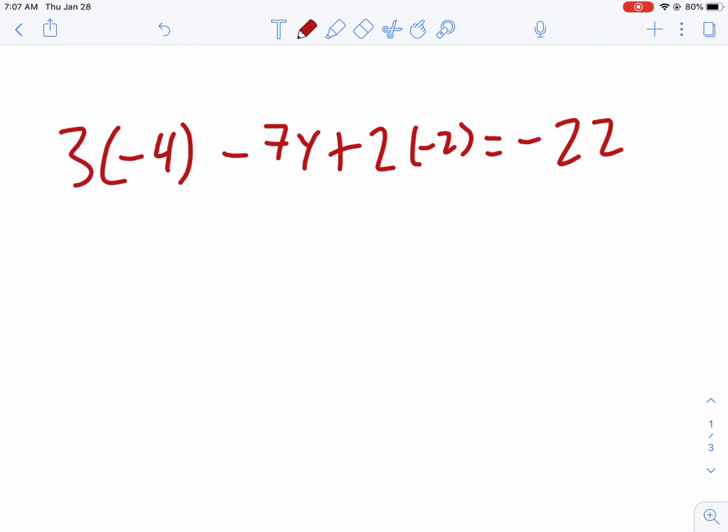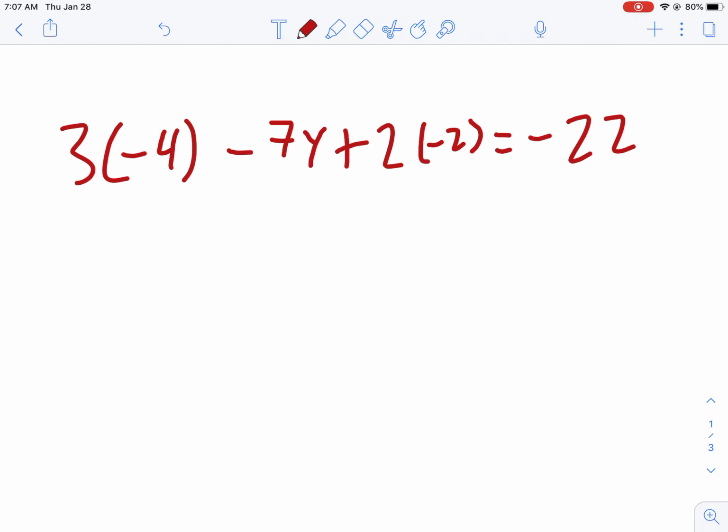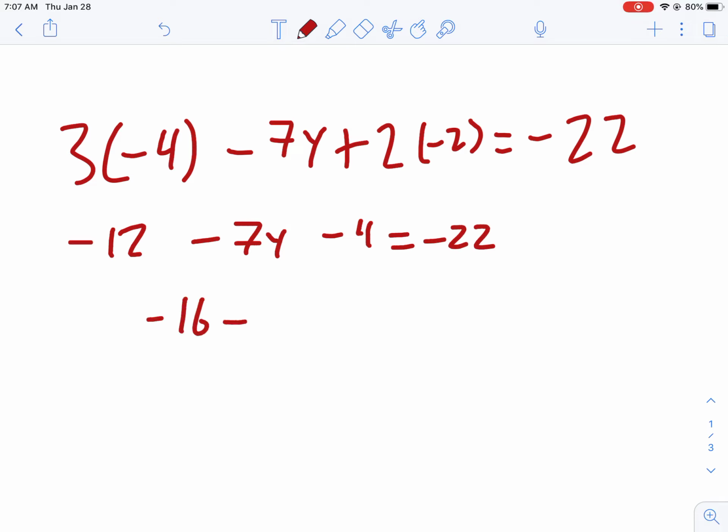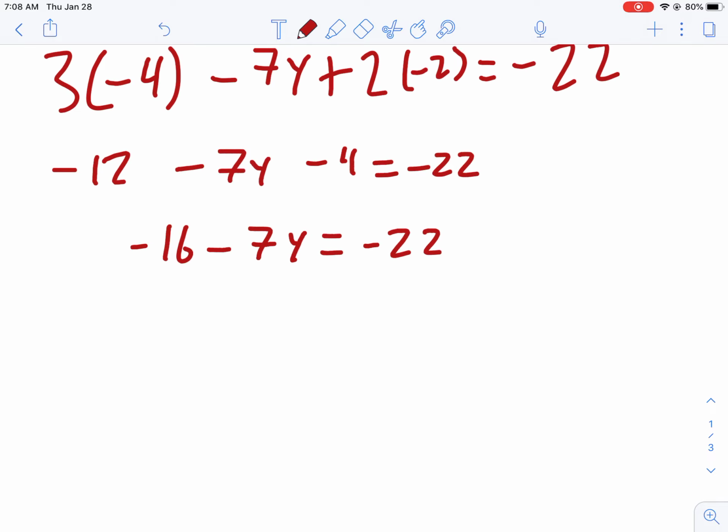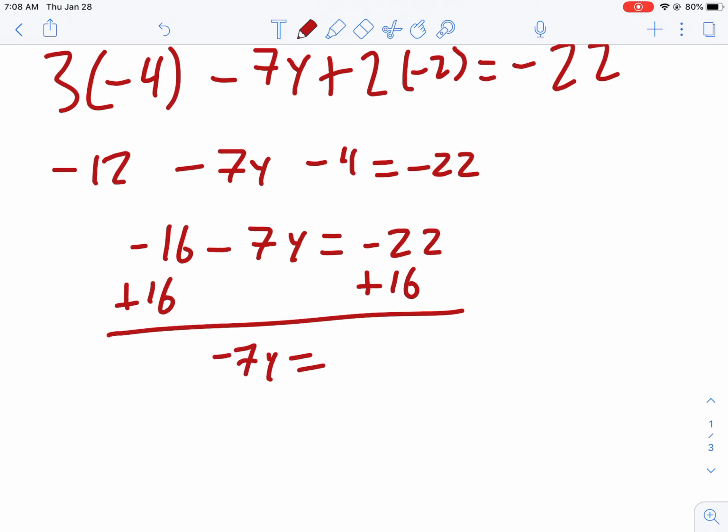And so what we can do with this is solve this out. So this is -12. That's -4. We can combine like terms. That'll be -16. Add that over to the other side. -7y equals -6. So y equals 6/7.